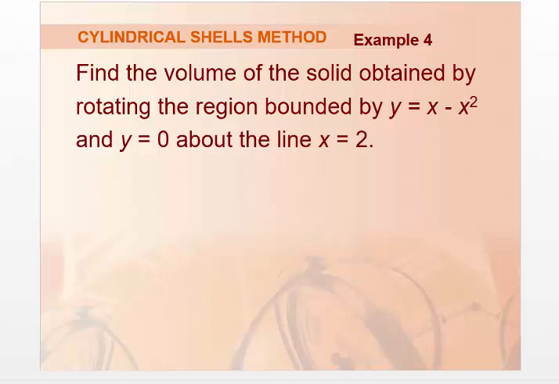All right, find the volume of the solid obtained by rotating the region bounded by, this is important here, y is equal to x minus x squared, and I'll show you what that looks like, and y is equal to 0. So where does the graph of y equals x minus x squared cross y equals 0, so that's cross the x-axis. Now this is weird. About the line x is equal to 2. So notice here, okay, that we're not rotating around the x-axis or the y-axis. We're rotating around a vertical line, all right, a vertical line, x is equal to 2.